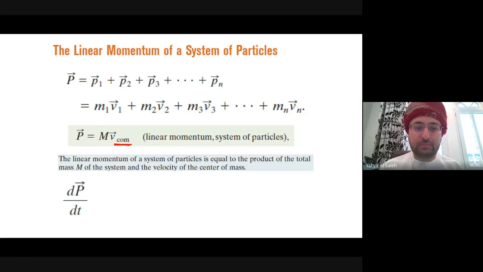All right. What is the rate of change of momentum? How quickly momentum changes? We actually spoke about this back in chapter 4 or chapter 5. I think it was chapter 4. We defined the rate of change of momentum as something. Does anyone remember what it was?